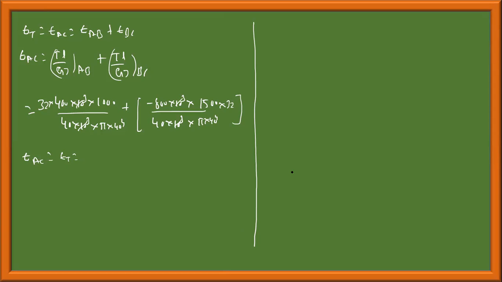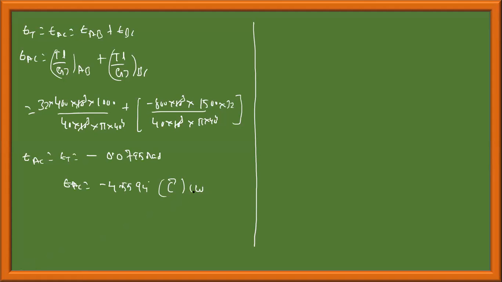So you should do it, only 1 minute remaining. I'll give you the answer, you cross check yourself. Theta total is equal to minus 0.0795 radian, or theta total or theta AC is equal to minus 4.5594 degree. It means to say that the torque is acting in the clockwise direction. It is clockwise torque. In this region, the angle of twist is in clockwise direction. You check it out. Still another 1 minute is remaining.